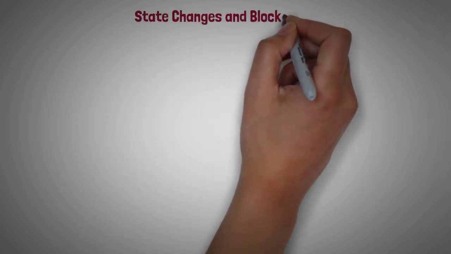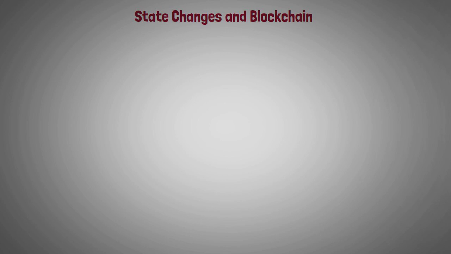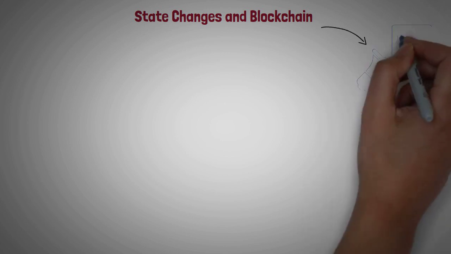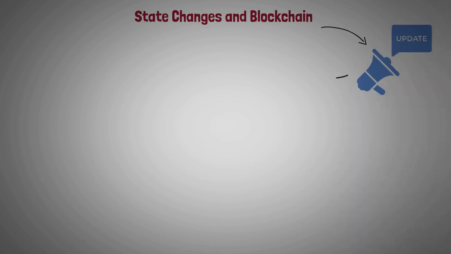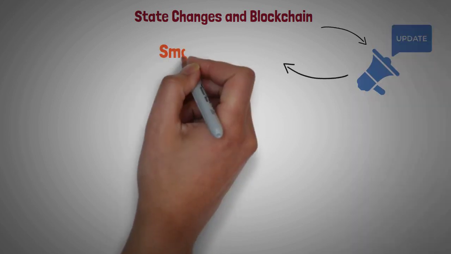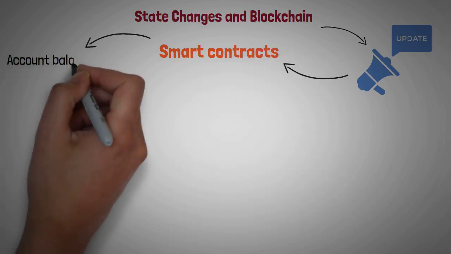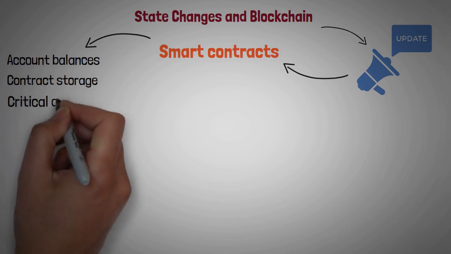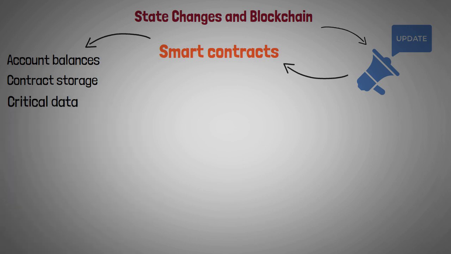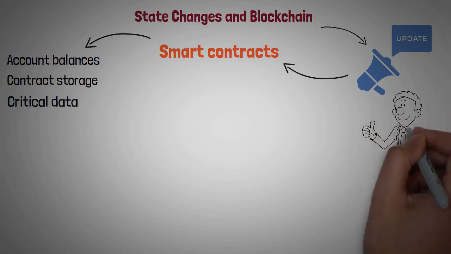State changes in blockchain. State changes in the Ethereum Virtual Machine, EVM, refer to updates in the blockchain's data after a transaction is processed. Each transaction interacts with smart contracts, altering the blockchain's state, which includes account balances, contract storage, and other critical data. The EVM executes these transactions sequentially, ensuring that each operation is applied correctly.